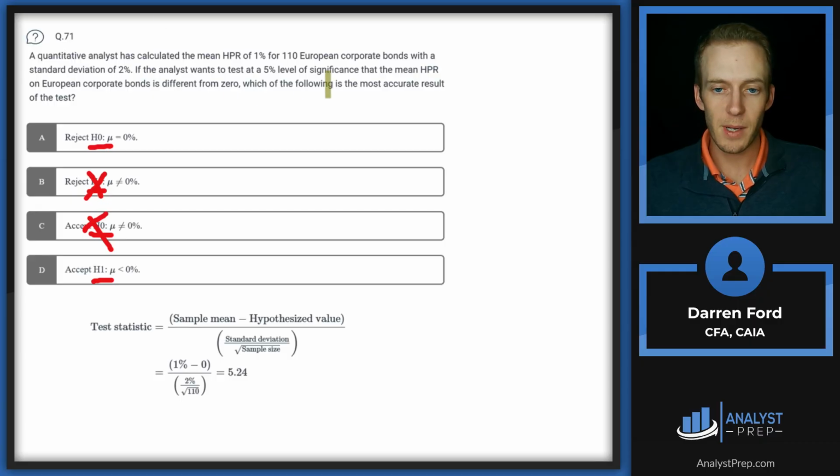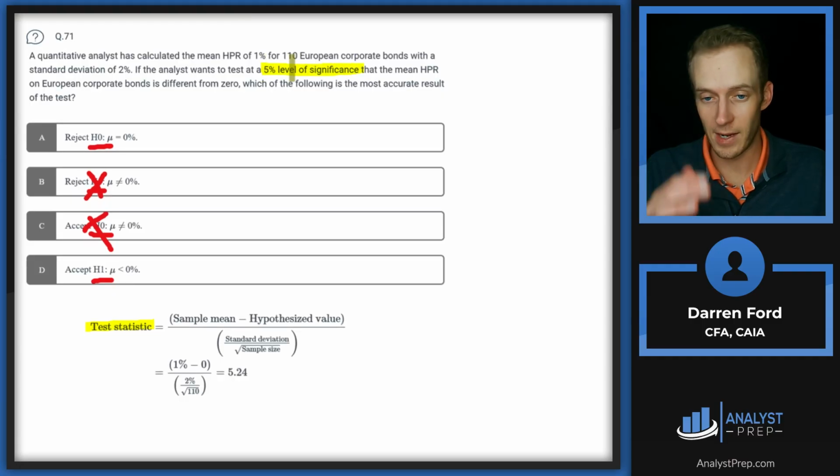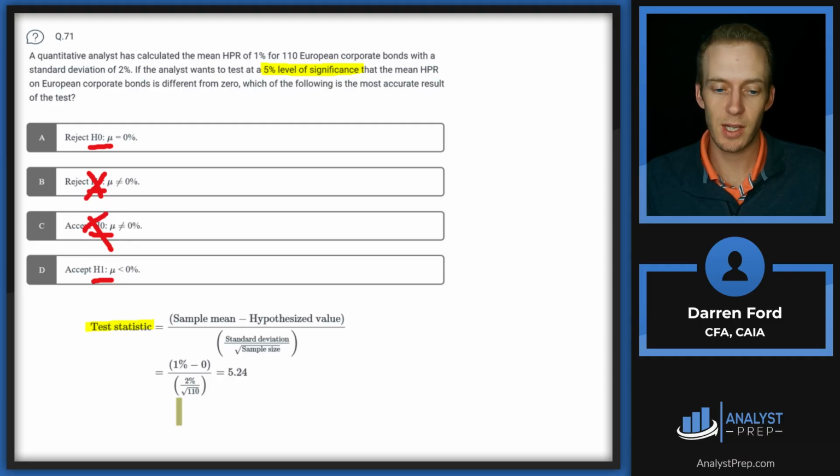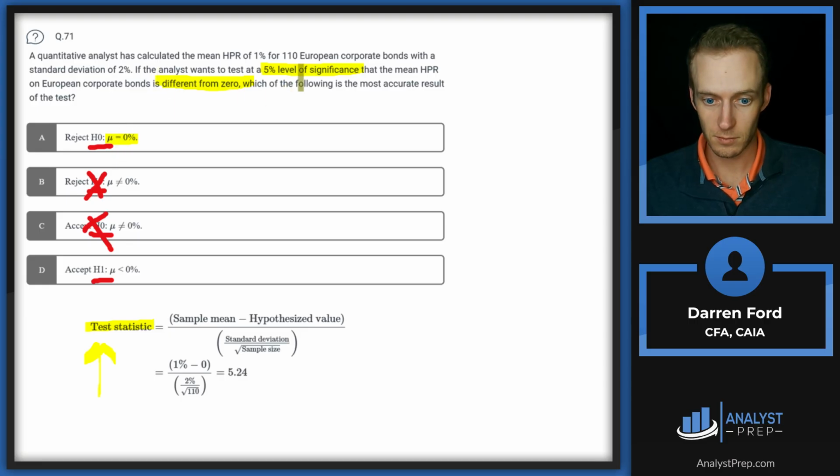So we are going to be comparing our test statistic, which we'll be calculating, to a 5% level of significance, which is going to be a critical value of 1.96. Essentially, if our test statistic is above 1.96, we're going to reject the null, meaning that we're different than 0. So that's what we're testing. This is saying the null is that our corporate bond return is different from 0.